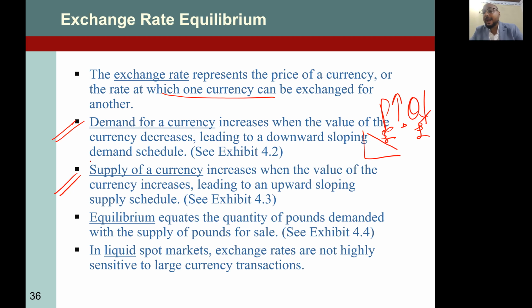Supply, as a supplier, what is the law of supply? If price increases, quantity supplied increases. So if the pound price increases, those who have these pounds want to sell at a higher price. Right? So it is upward sloping. So demand is downward sloping, supply is upward sloping. So what is equilibrium? The intersection of demand and supply is called equilibrium.